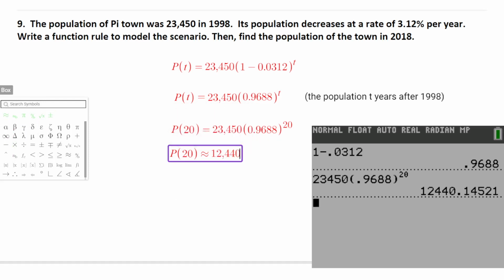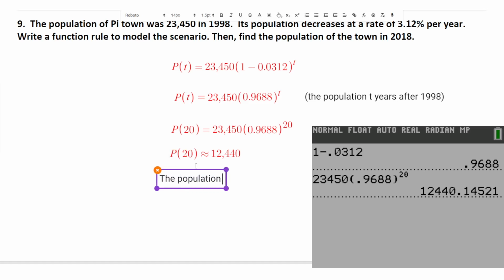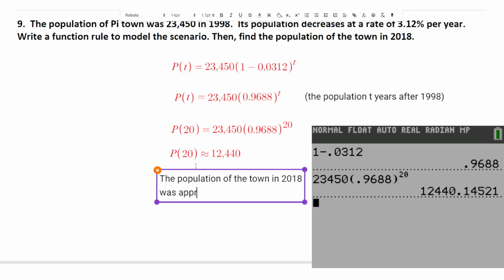Okay, and whenever you're answering a word problem, it's a good idea to state the answer in the context that the question was asked. Instead of just leaving it like this, we'll say, the population of the town in 2018 was approximately 12,440.